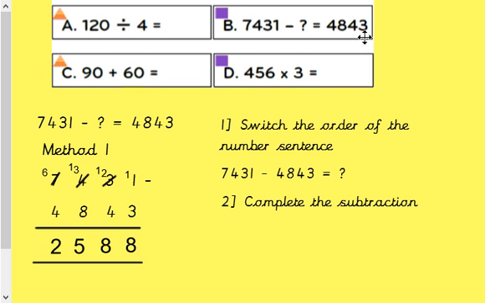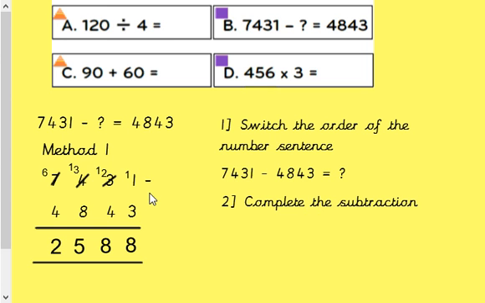And finally, the last question, probably the trickiest question this morning. 7,431 take away a mystery number equals 4,843. Well, firstly, what I would do here is switch the order of the number sentence. Doesn't matter which of these 2 that you take away. So because 4,843 is a known fact, I would move that into there, and I would move the question mark to the other side of the equal sign, just like I've done here. Then I could go ahead and complete the subtraction using whatever method I wanted.